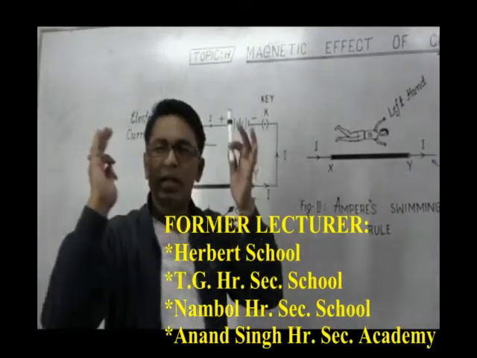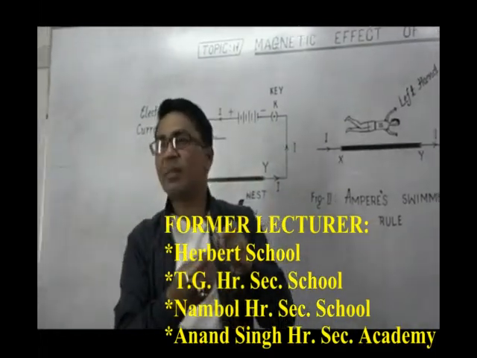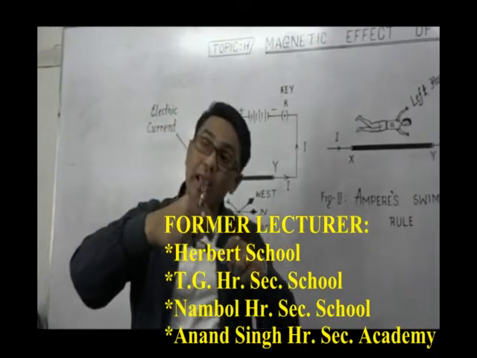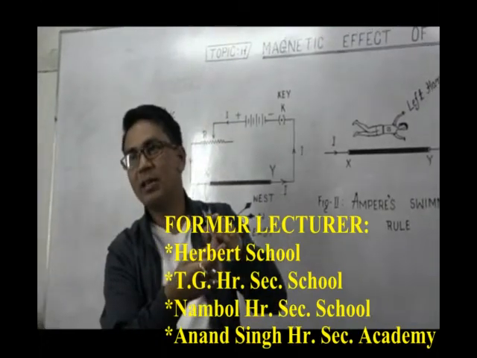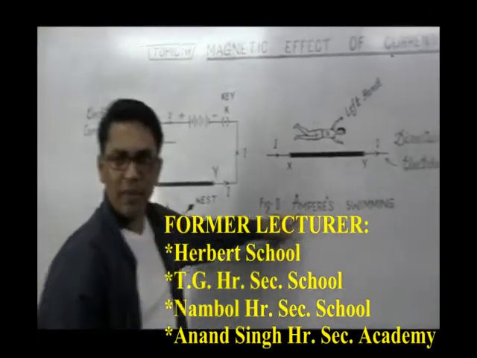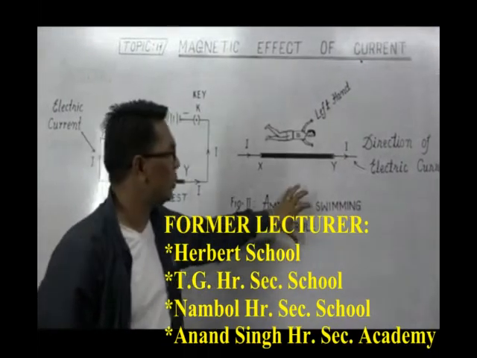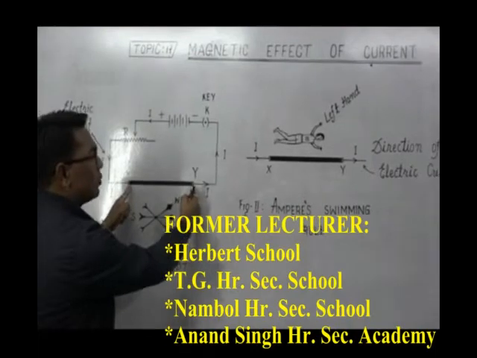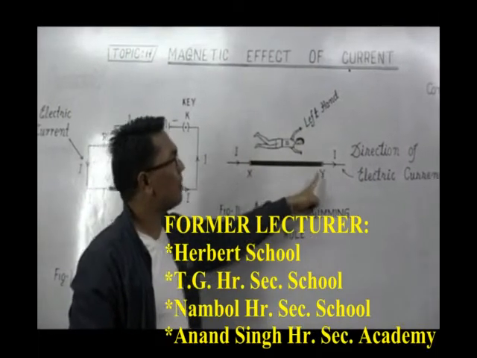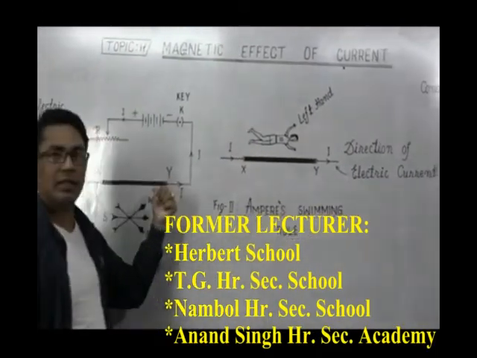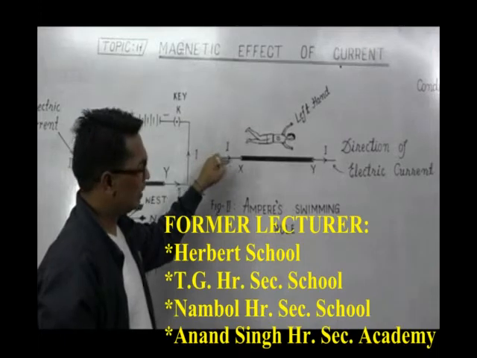First point, the rule: in a conductor, the magnetic field is given by a rule. Swimming rule. Consider a conductor X, Y. Current flows through conductor C in one direction according to the rule.